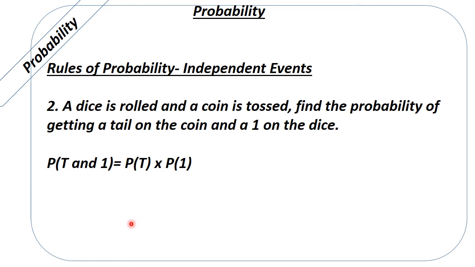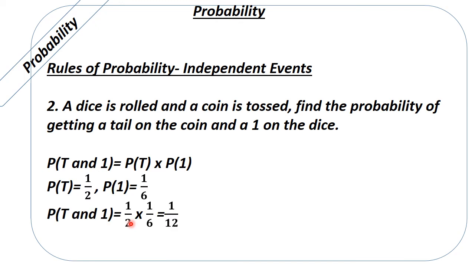For those who don't know what a dice is, it's just a cube that has numbers on its faces. There are 6 sides, and on each side there are numbers 1, 2, 3 up to 6. So the probability of getting a 1 is 1 over the total possible outcomes, which are 6. So it's 1 over 6. The probability is half times 1 over 6, which equals 1 over 12.